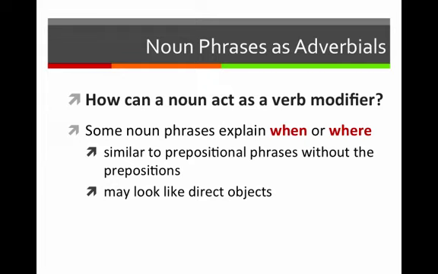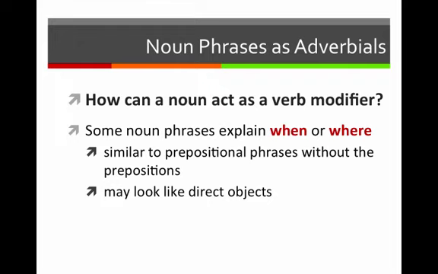If you look on page 155 of our book, it shows you sort of the understood or missing preposition in brackets. "I studied 5 solid hours yesterday." Well, that really means I studied for 5 solid hours. Now, these noun phrases may look like direct objects because they come directly after a verb.